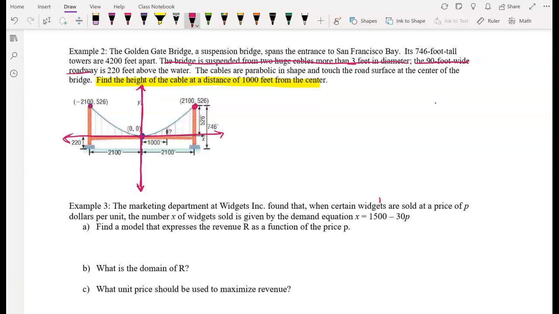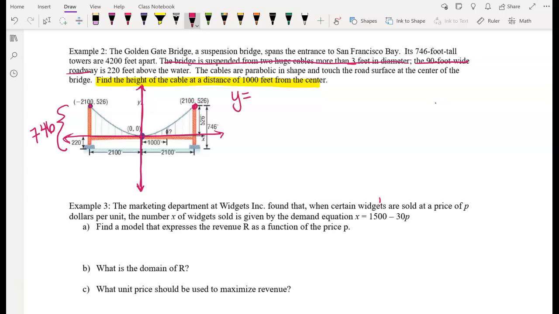746 foot tall. It's 746 foot tall, but it tells you that it is 220 feet from the water. So remember, from here to here is 746 foot tall. So that means if we minus 220 feet from the water, the height of the towers, that is, from the roadway to the top, is only 526. So that allows us to have some information to write.